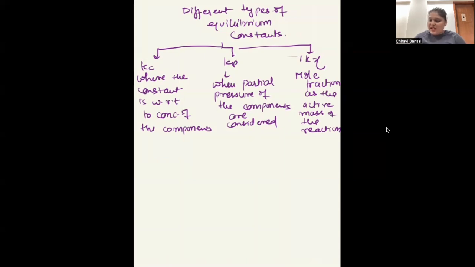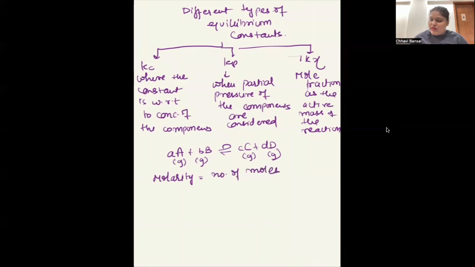So let's take the same example again. A plus B forms C plus D, and all the components are in the gaseous phase. Now, in such cases, what is concentration? Concentration is nothing but molarity, and molarity is given by the number of moles divided by volume. So concentration is molarity, and it can be calculated using the given formula.